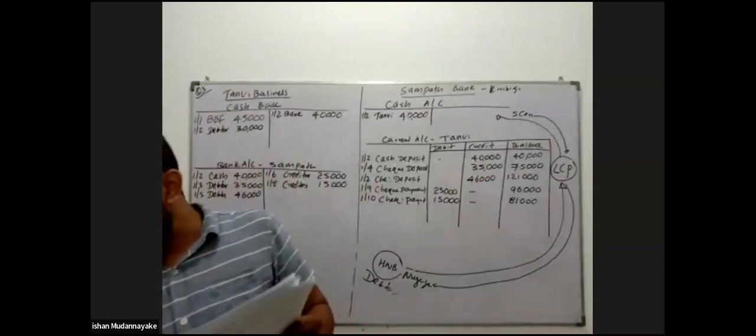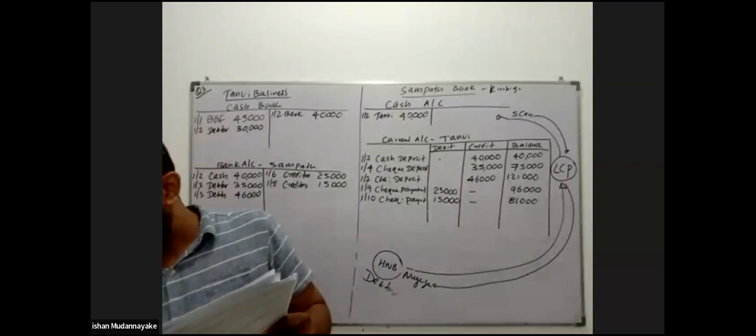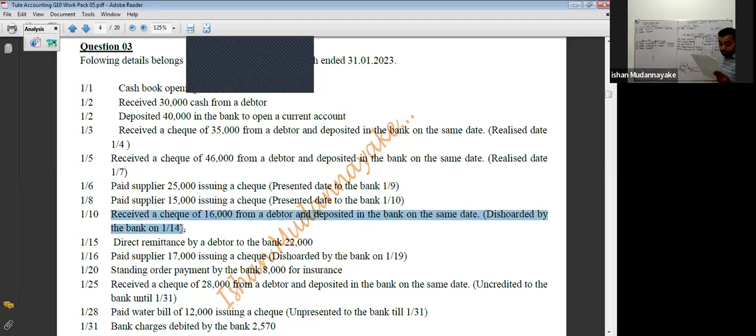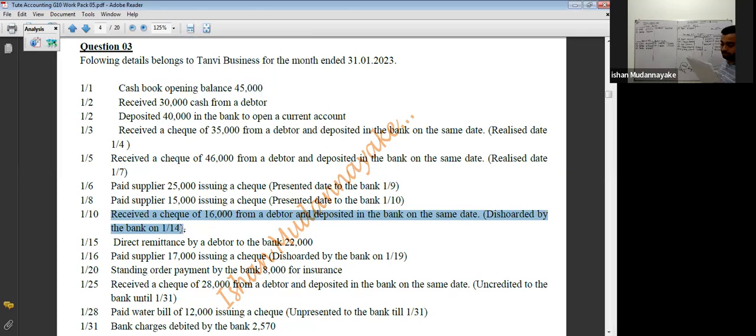Look at the next transaction. Received a check of 16,000 from a debtor and deposited in the bank on the same day, but dishonored by the bank on 14 January.